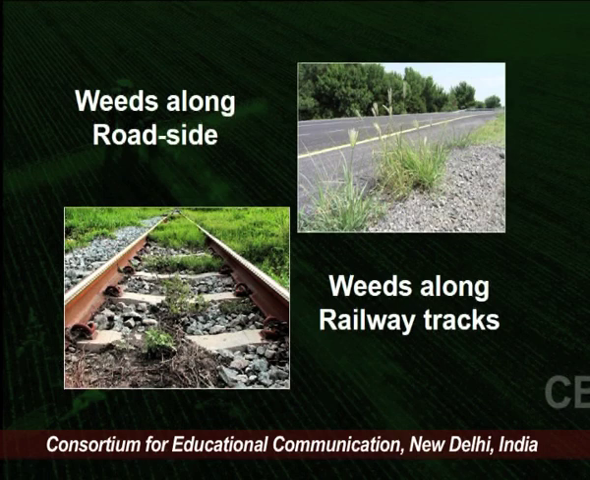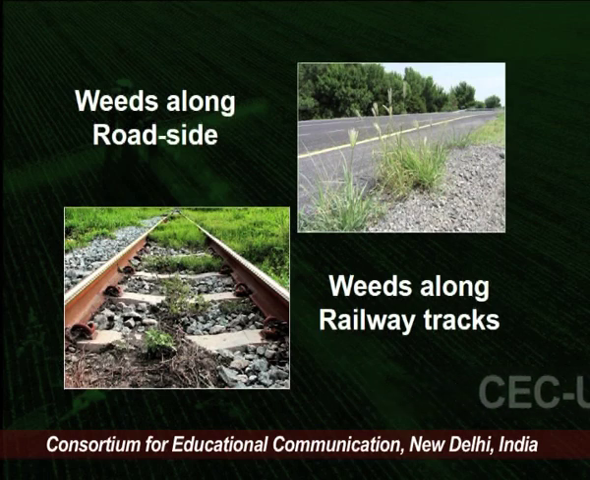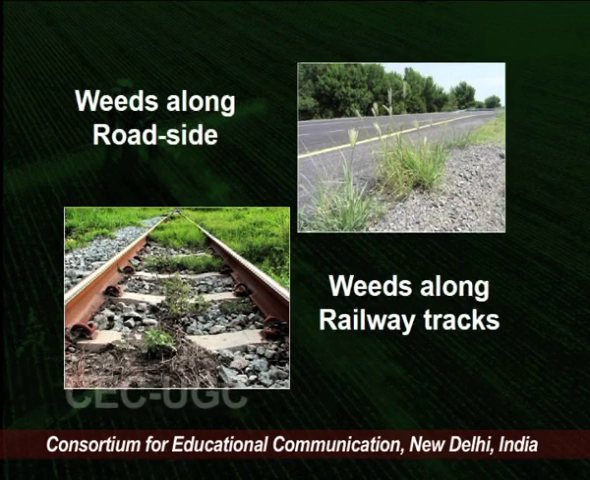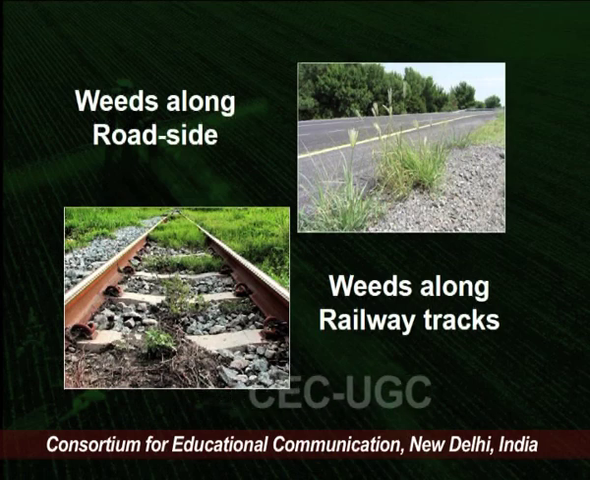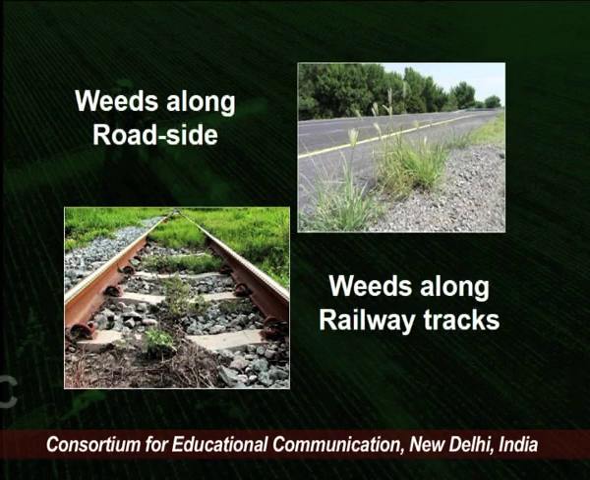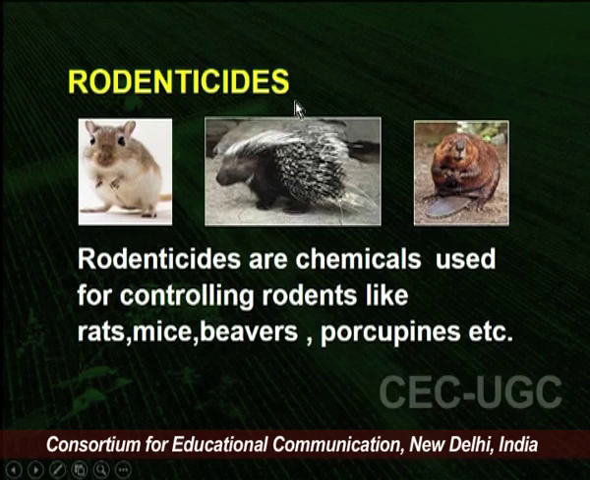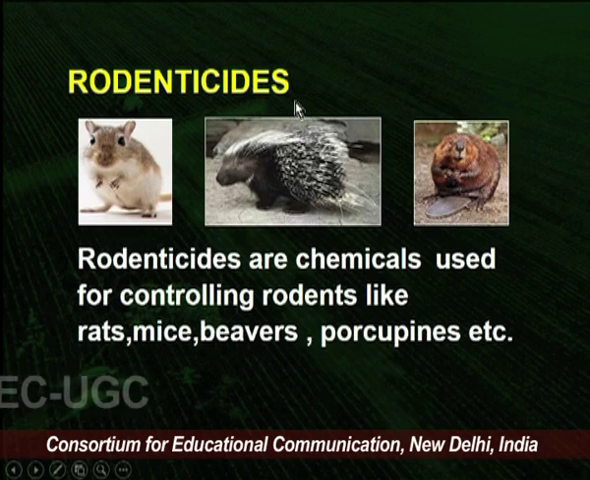Another important aspect is railway tracks. Railway tracks get weeds because they are on land and long distance tracks are there. In earlier days, weeds created a lot of problems by blocking the tracking mechanism of the rails. So they need to be taken care of by herbicides. Now, next is rodenticides. Rodents are the biggest problem. They pose several diseases.